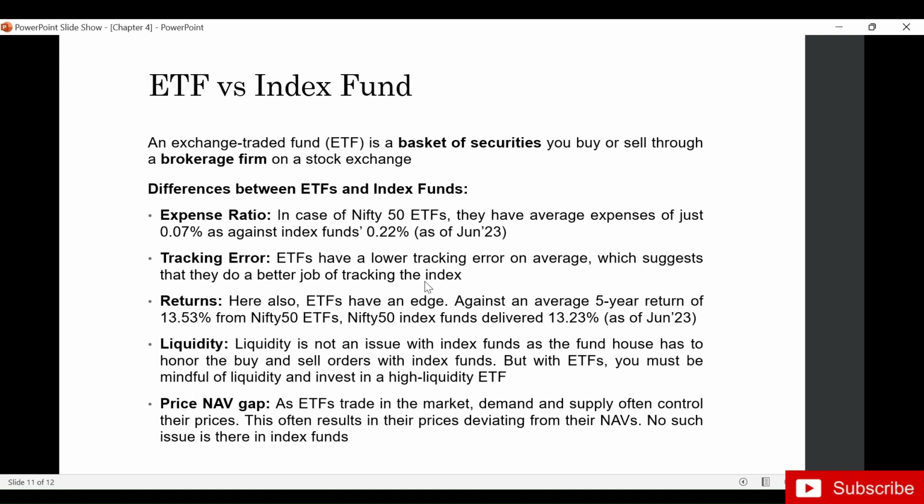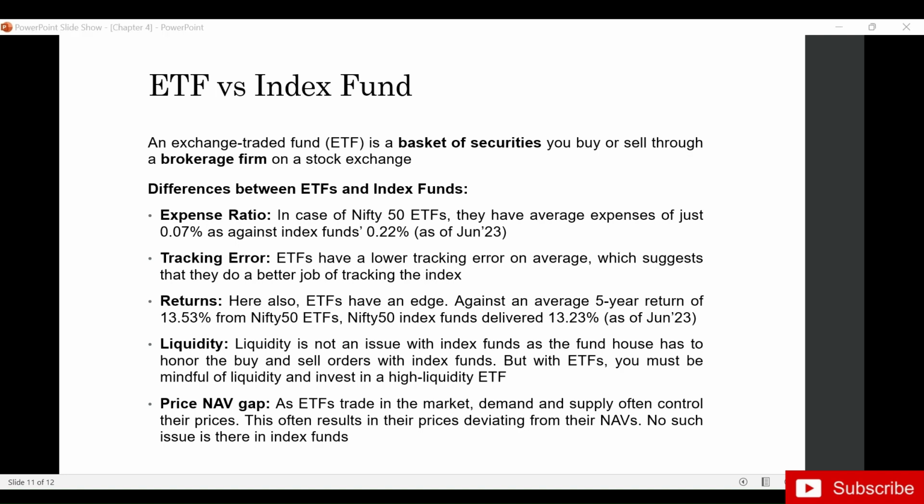The next parameter where we will compare the two is returns. So in this case also the ETFs have an upper edge over index funds. If we talk about the 5-year average returns of Nifty 50 ETFs, they were 13.53% as compared to 13.23% for Nifty 50 index funds. Again, this data is taken as of June 2023.